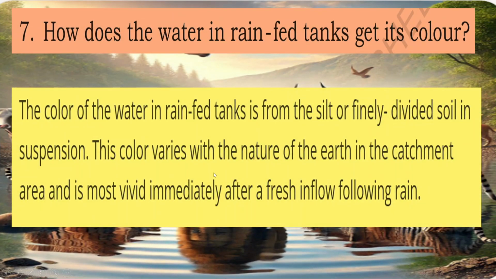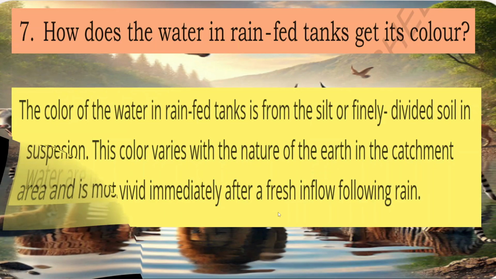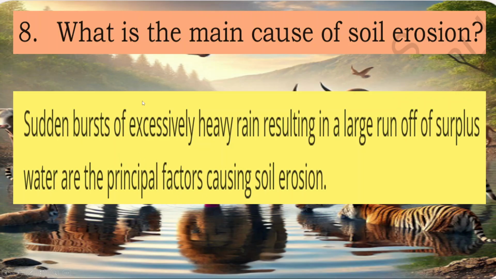Seventh one. How does the water in rain-fed tanks get its color? The color of water in rain-fed tanks is from the silt or finely divided soil in suspension. This color varies with the nature of earth in the catchment area and is most vivid immediately after a fresh inflow following rain. 8. What is the main cause of soil erosion?